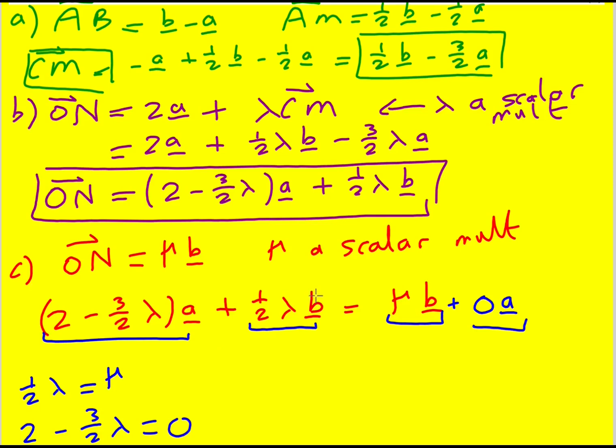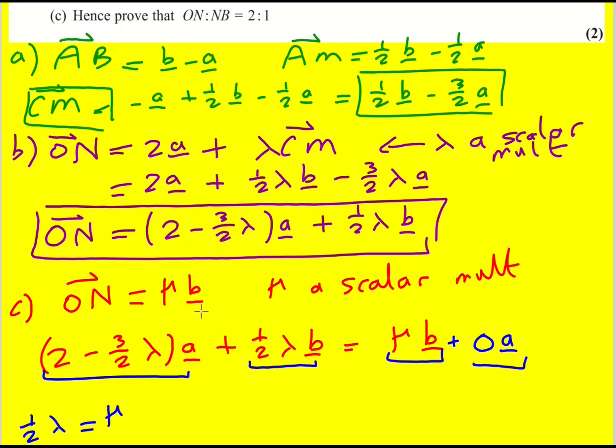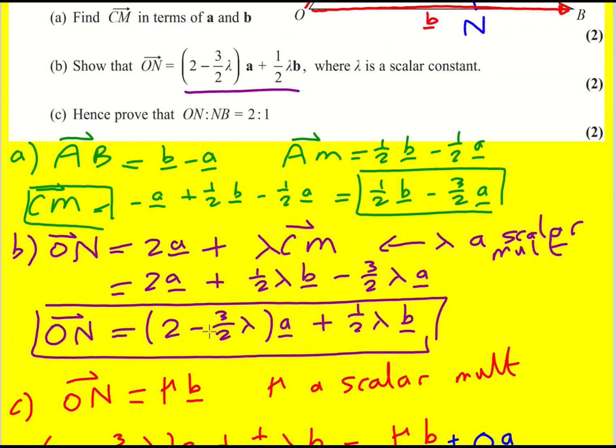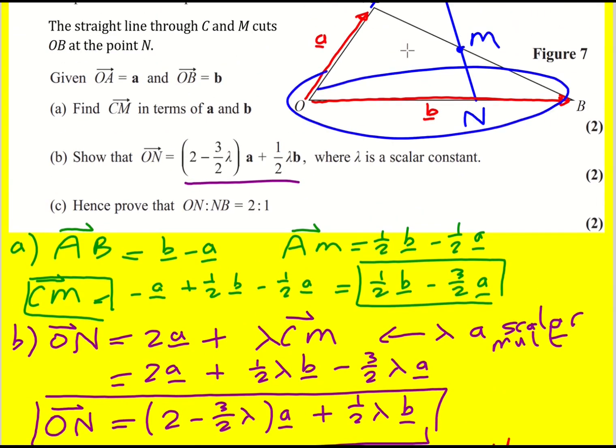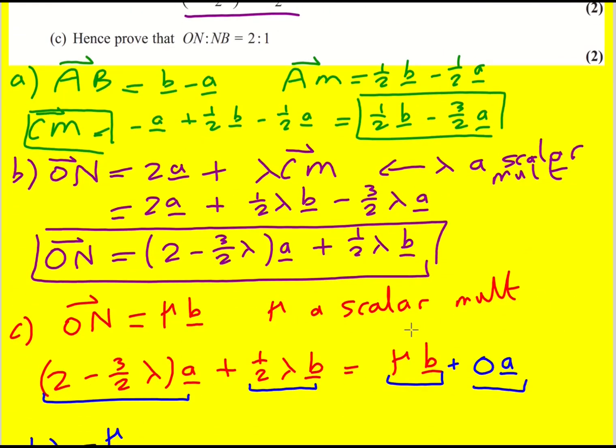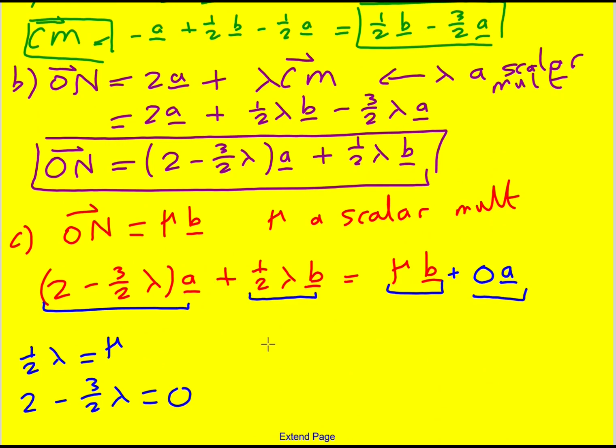Now, to be fair, you could have avoided doing ON equals mu B. You might be thinking, why have you introduced that? Because we can see that there is no A component. You could have gone straight there and said that. But I'm using this method. It's useful in other circumstances. When I did it, that was just kind of my go-to. But don't worry if you don't do that.